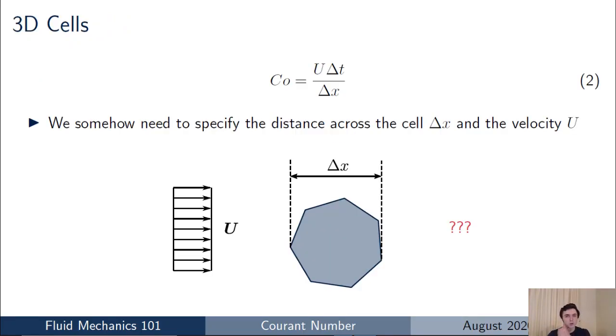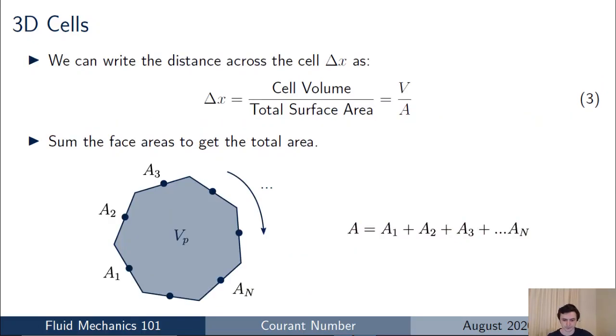So for 3D cells, to motivate this, let's think about what we need to do. We need some method of specifying the distance across the cell and the velocity u that's incident on the cell, noting that the cell will have different sizes, shapes, and faces, and the faces will have different orientations. So we need a method of specifying this that's consistent for all cells. Just to remind ourselves, we need the velocity as the top of the fraction, and the distance across the cell, delta x, as the bottom.